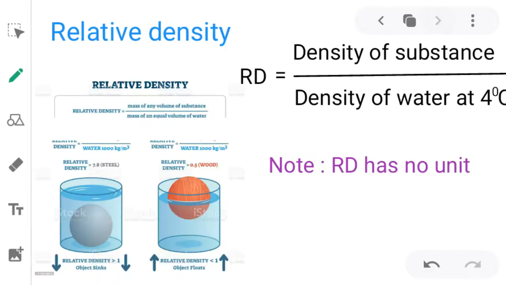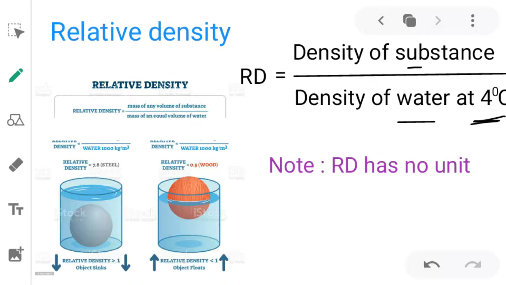Next, coming to relative density. So relative density is the relation between two densities. One is the density of the substance, and the other is the density of water. The density of water should be taken at its temperature of 4 degrees centigrade. That is the important one, because at 4 degrees centigrade the density of water will be maximum.